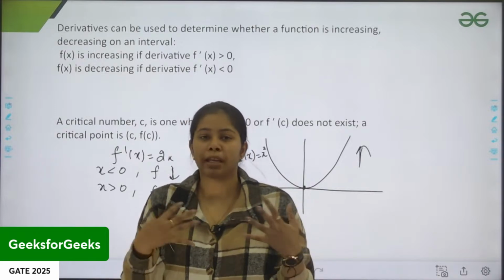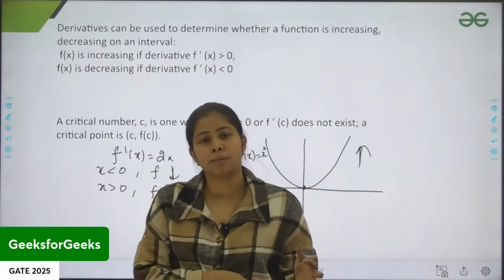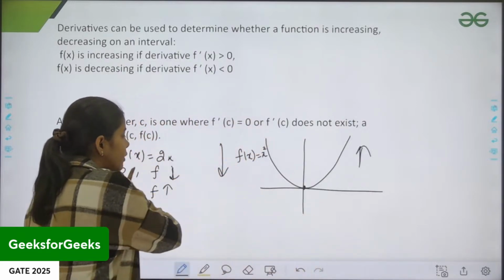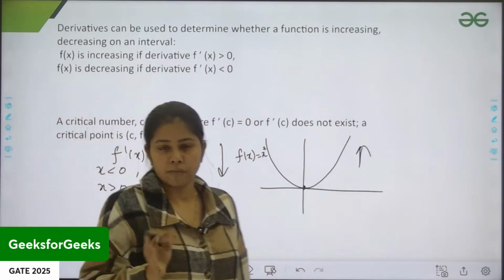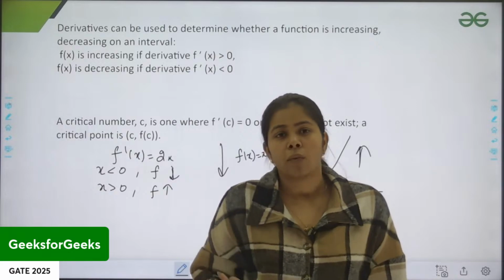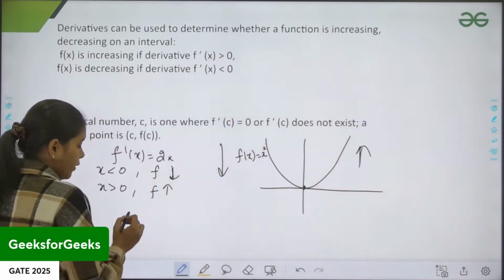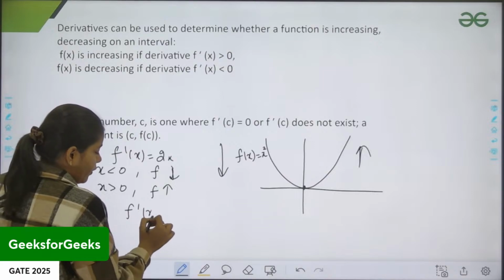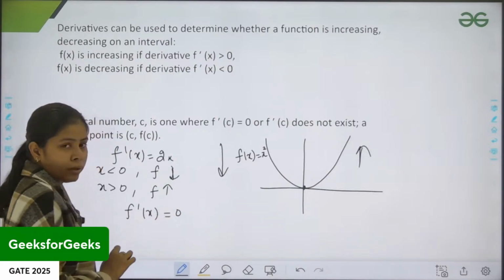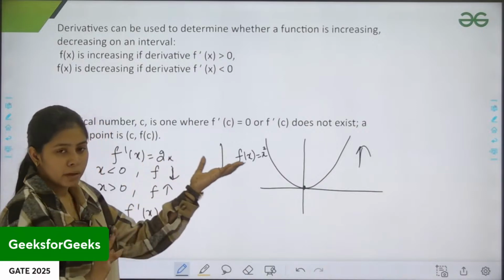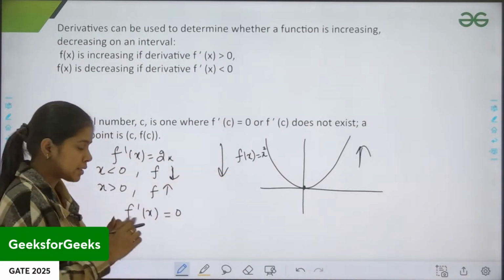Or I can say that many minima or maxima only occur at critical points. So that means, let's suppose I do not have to find out increasing or decreasing function, I just want to know what a critical point is. So what would I do? I'll find the derivative, f dash x, and take f dash x equals 0. Whenever the derivative equals 0, I'll say that is my critical point.